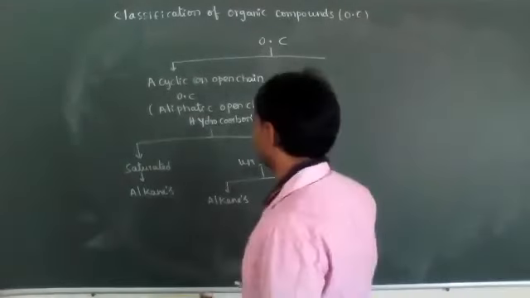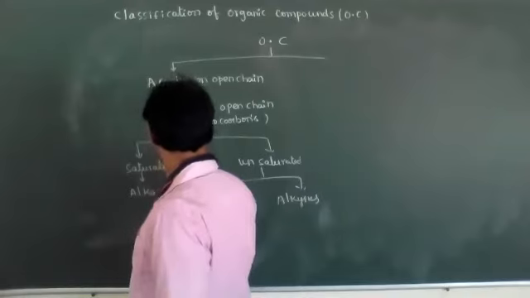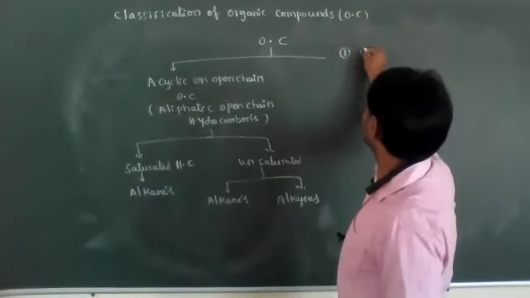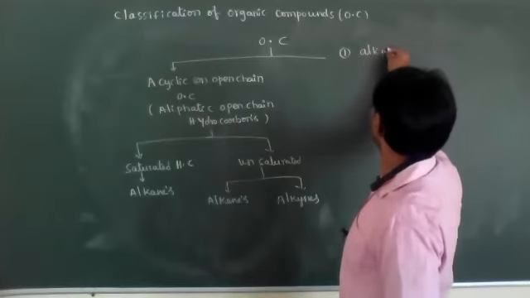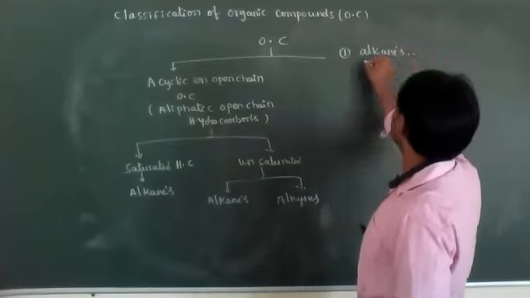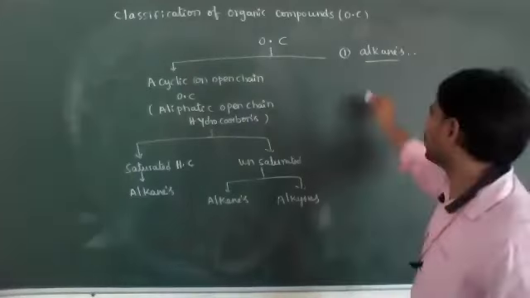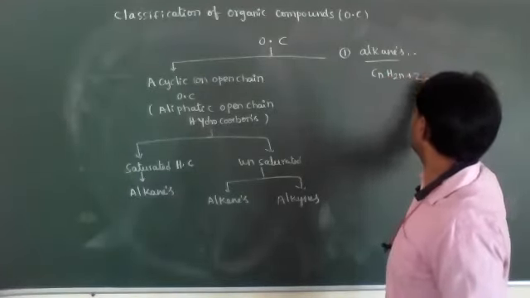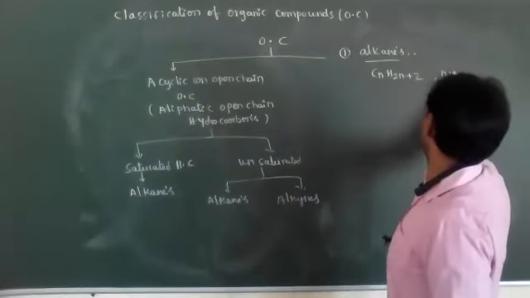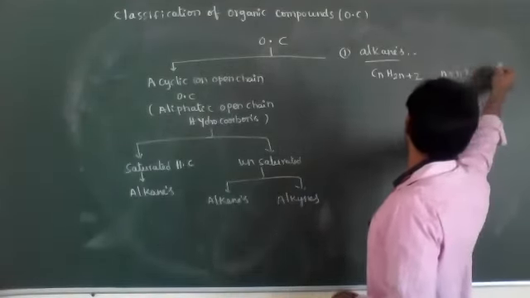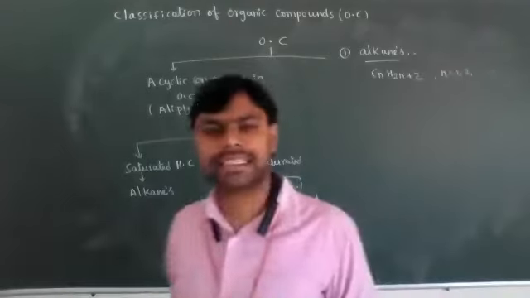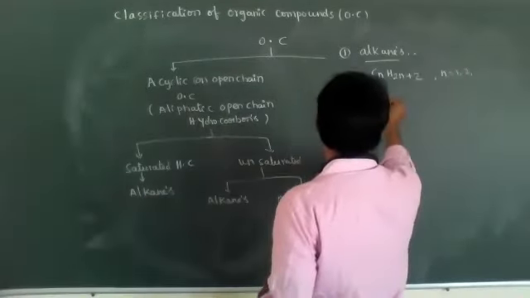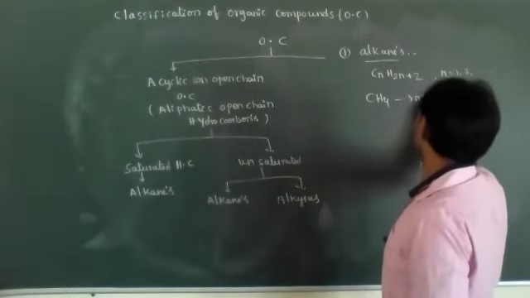Saturated hydrocarbons, that is alkanes. Alkanes means we know very well. The general formula is CnH2n+2, where n is equal to 1, 2, 3, 4, 5, because the alkane starts from one carbon. That is, if n is equal to 1, it means methane.